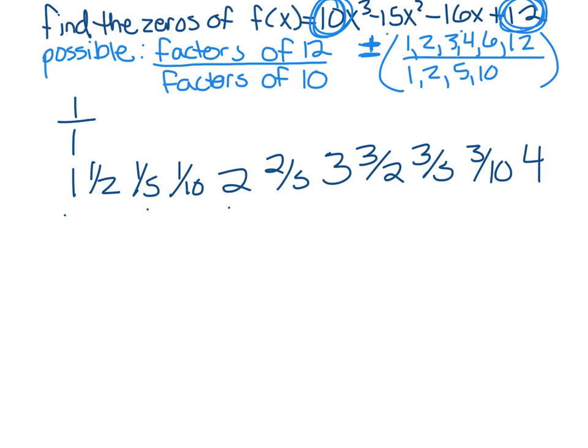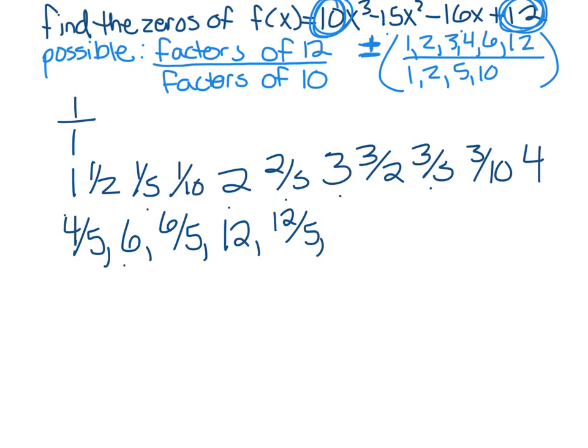We wrote that down already. 4/5. 4/10 is 2/5. We've got that already. 6 over 1. 6 over 2 is 3. We have that already. 6/5. And 6/10 is 3/5, which we have. 12 over 1. 12 divided by 2 is 6. We have that. 12 over 5. And 12 over 10, which is 6/5, which we've got.